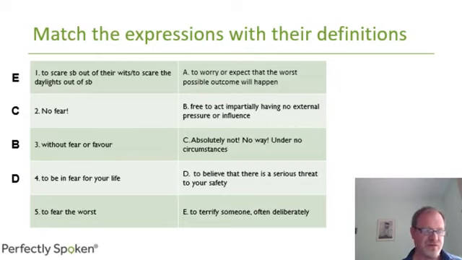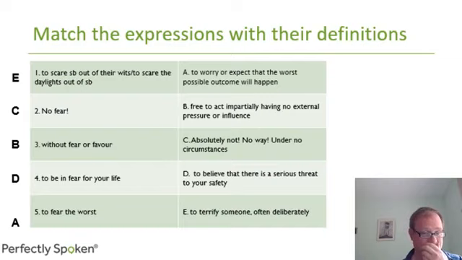Or perhaps you have witnessed a crime and you're scared that the criminals might want to get you, or for whatever reason. A politician might be in fear of their life because they're unpopular or whatever. And then finally, number 5, to fear the worst, to worry or expect that the worst possible outcome will happen.